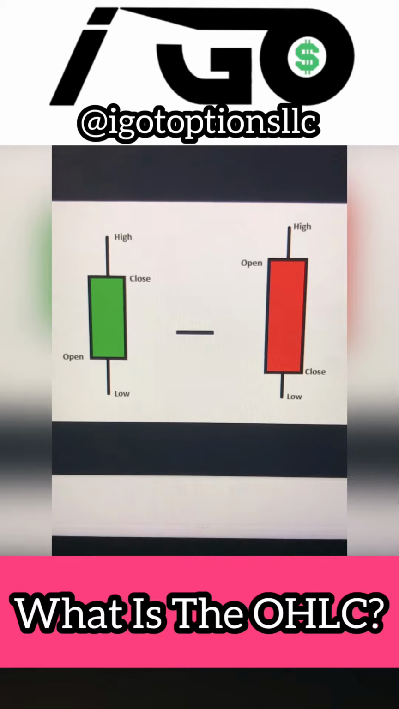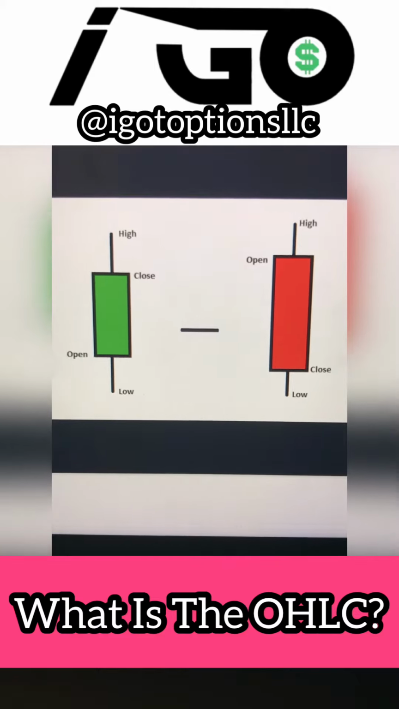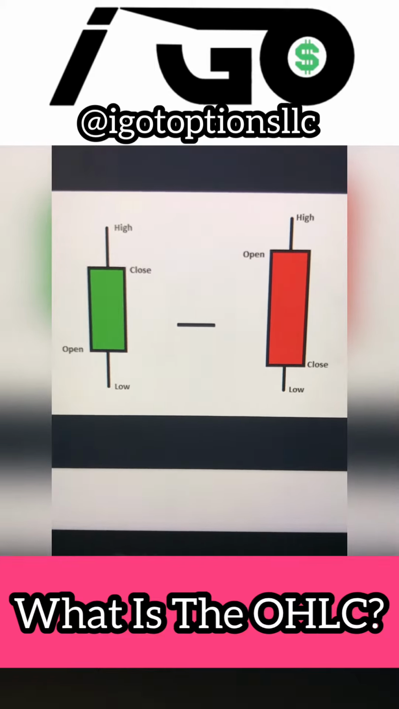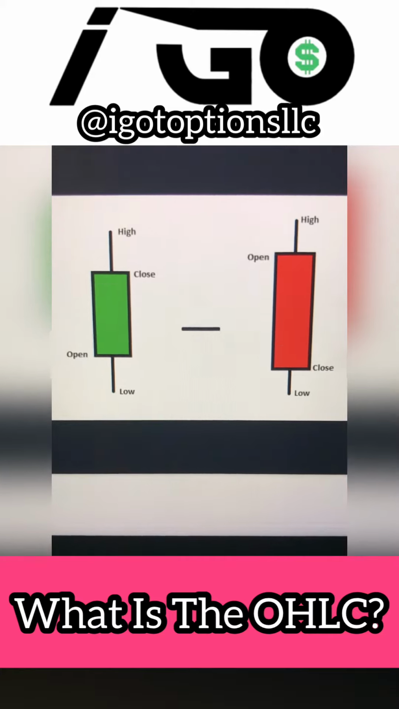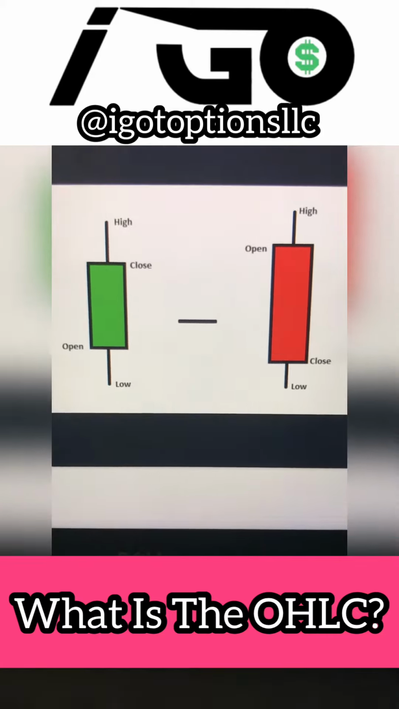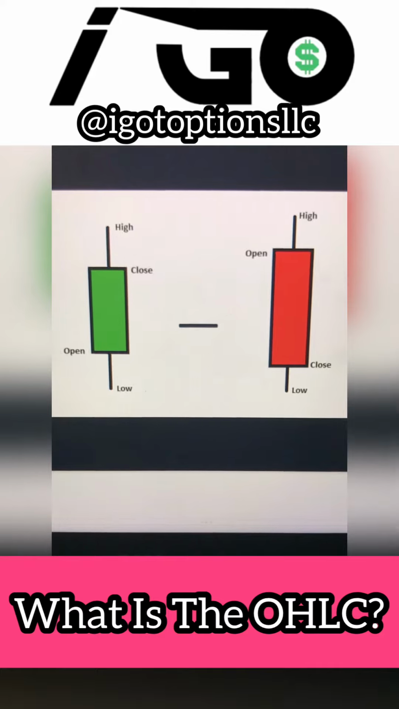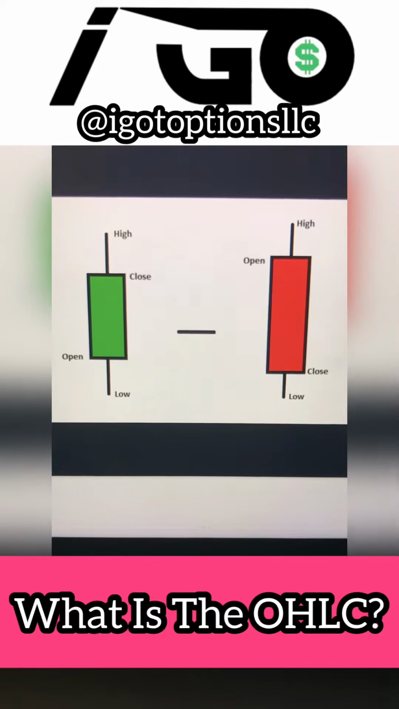In this video I want to talk about what OHLC is. It's an abbreviation that stands for open, high, low, and close. These are the four parts that make up a candlestick. Once you understand this concept, it should naturally become easier to read those candlestick charts. So let me get into it.